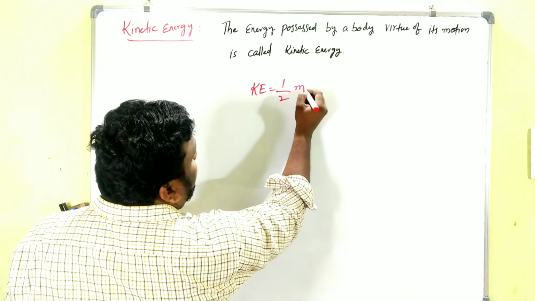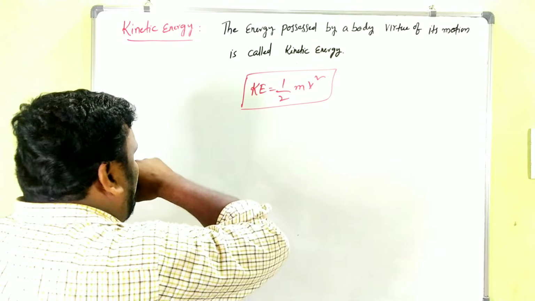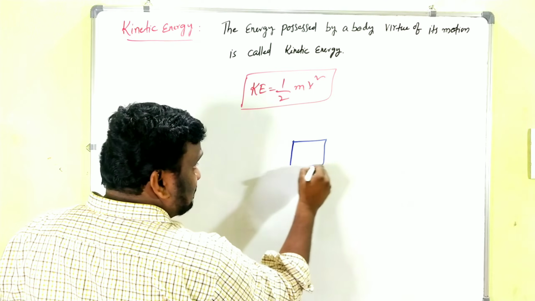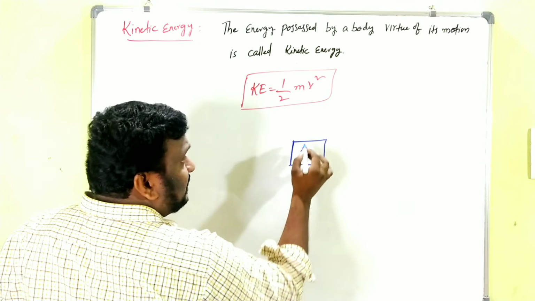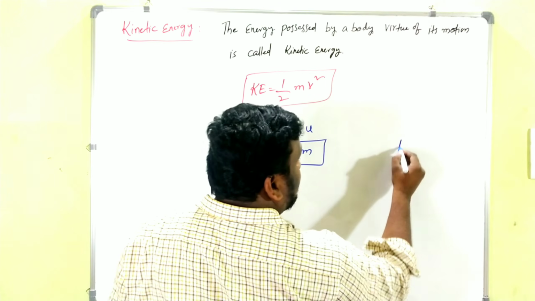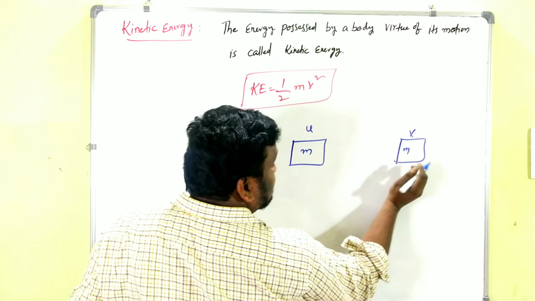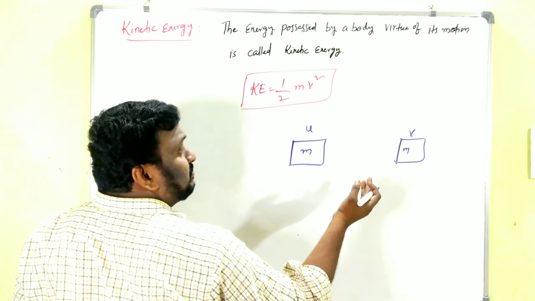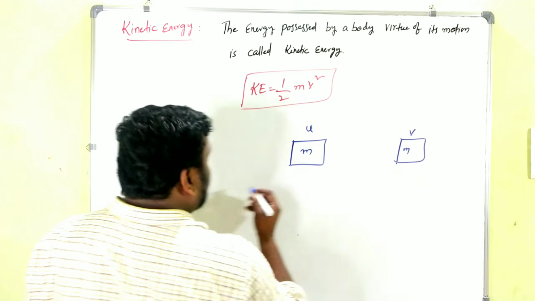KE is equal to half mv squared. This is the expression for kinetic energy. Here, children, for example, this is one body that has some mass m. Initially it is moving with velocity u. After some time its velocity becomes v. But there is no change in its mass. Initially the body has velocity u and its mass is m. After moving some distance the velocity becomes v. Clear? Then what do we say?